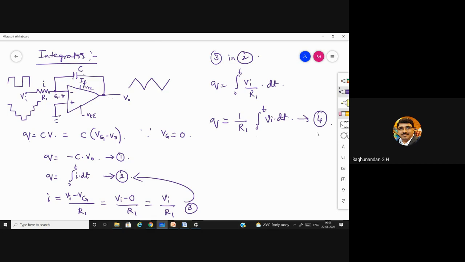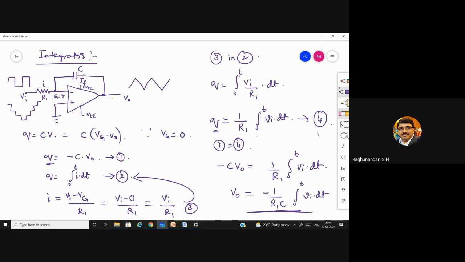Now compare 1 with 4. You can see that both are equal to Q. So we get minus C V naught is equal to 1 by R1 integral from 0 to t of Vi into dt. Every time our intention is to give an equation for the output voltage. So V naught is equal to minus 1 by R1C integral from 0 to t of Vi into dt. This is the equation for the integrator.